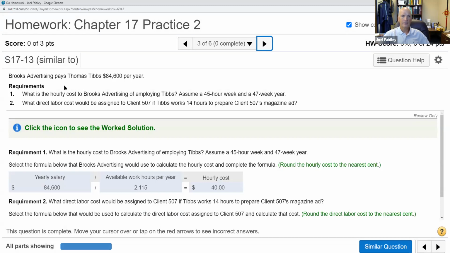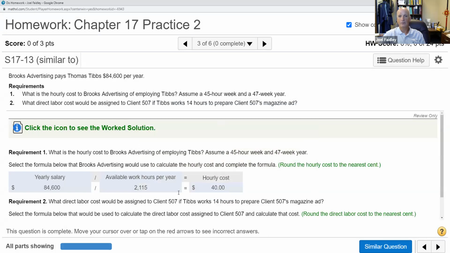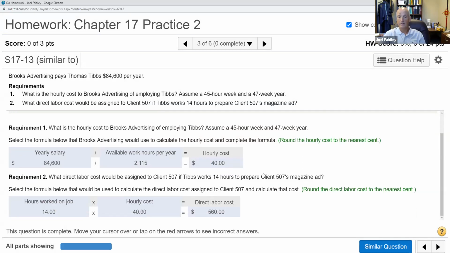Bricks Advertising pays Thomas Tibbs $84,600 a year. What is the hourly cost of Bricks employee Tibbs, assume a 45-hour week and 47-week year. So they're looking at 45 hours times 47 weeks. So there's potential 2,115 hours. So they should charge $40 just to cover his salary, right, on all these jobs.